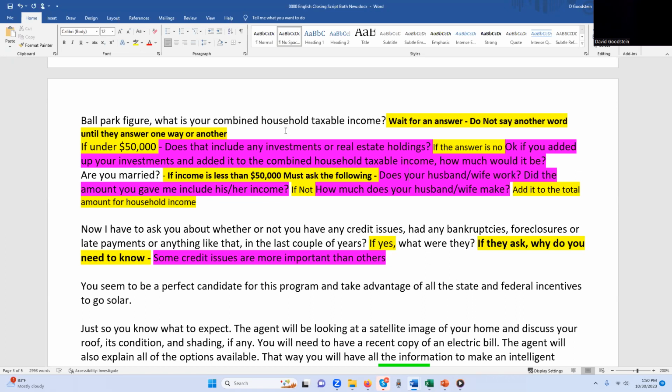Now, I have to ask you whether or not you had any credit issues, had any bankruptcies, foreclosures, late payments, or anything like that in the last couple of years. No? Continue. Yes? What were they? Not all credit issues are the same. Some weigh more than others.